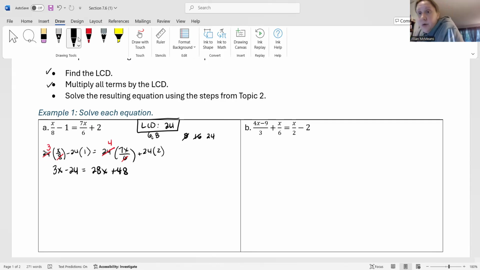Now we just have a regular old linear equation to solve. Now it's been a minute since we've solved linear equations, but we know how to do this already. So let's go ahead and get all of our x's to the left and all of our constants to the right.